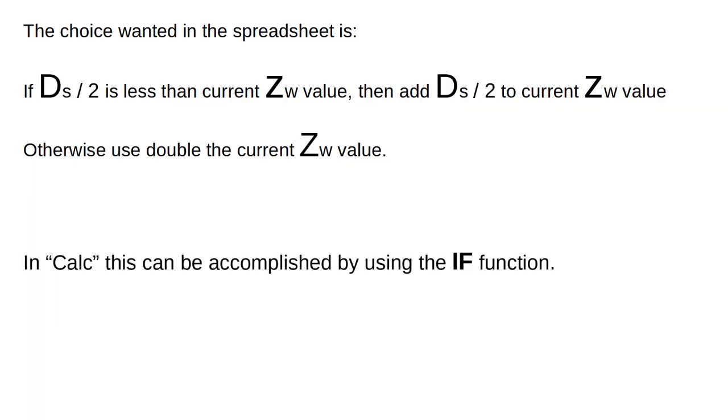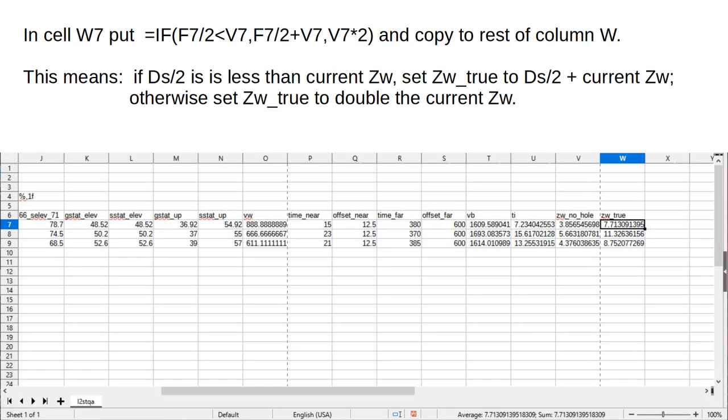The choice wanted in the spreadsheet is: if the shot depth divided by 2 is less than the current thickness value, then add the shot depth divided by 2 to the current thickness value. Otherwise, use double the current thickness value. In Calc, this can be accomplished by using the IF function. In cell W7, put equal IF(F7 divided by 2 is less than V7, F7 divided by 2 plus V7, V7 times 2), and copy to the rest of column W.